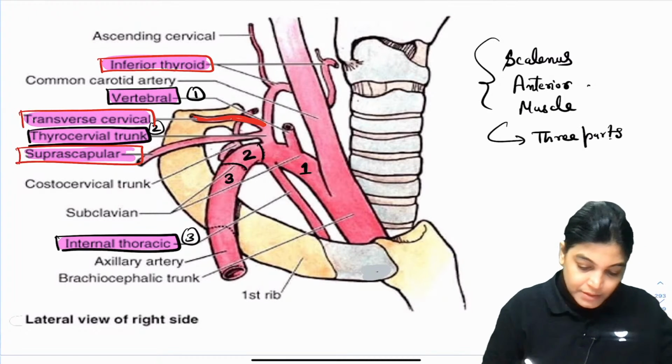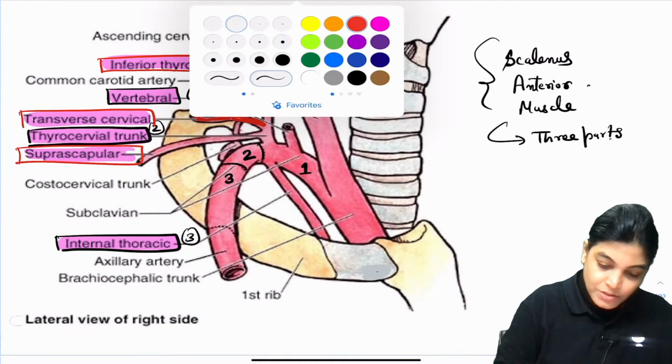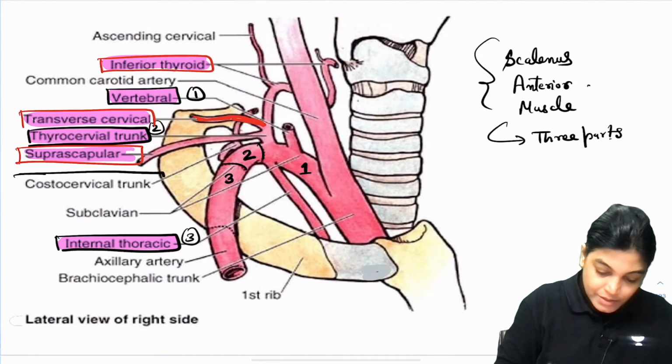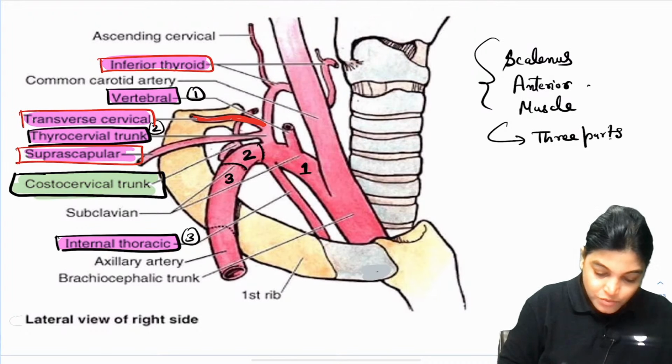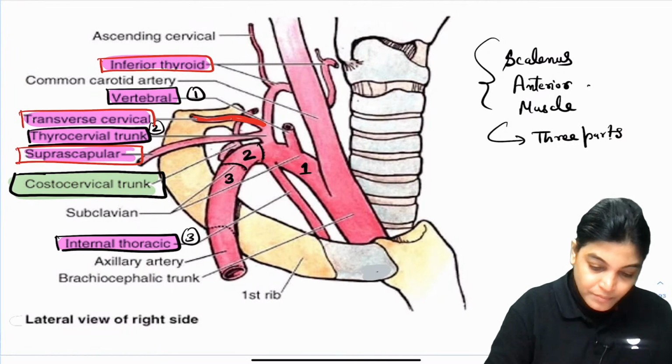Branches from the second part. So see here, if I go with the branches from the second part, costocervical trunk is the branch from the second part. So costocervical trunk is the branch from the second part.